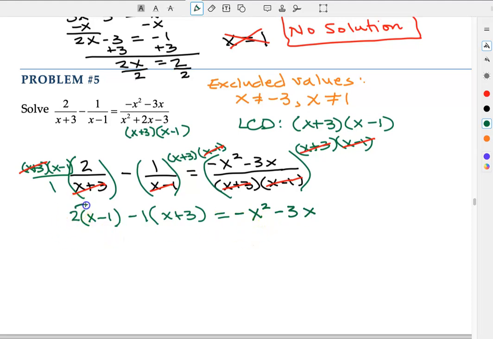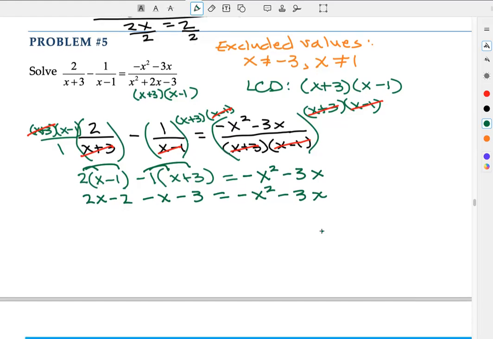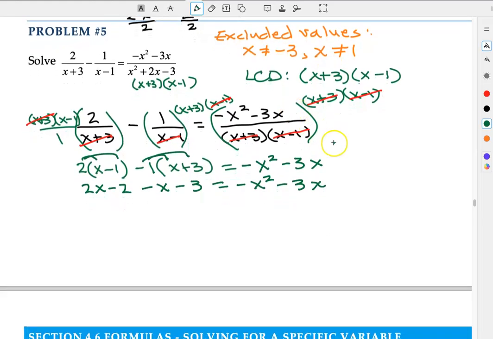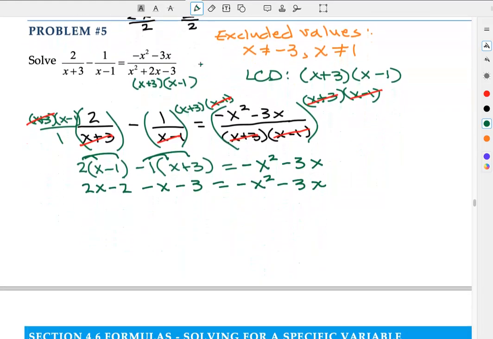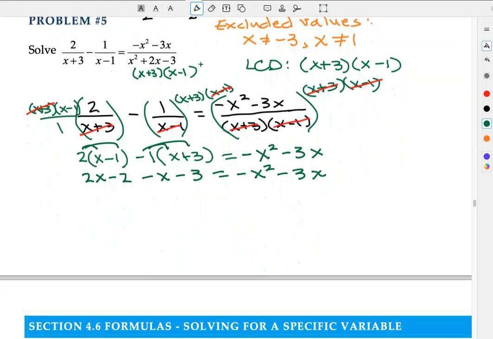Okay, so like we did before, let's distribute those. We got 2x minus 2. Distribute the negative 1, negative x minus 3, and then equals negative x squared minus 3x. So this one is a little bit different because we've got an x squared term in it this time. And before we haven't had that, we've just had x's. And so when we solve for x's and there's no x squared term, we get all the x's on one side and the numbers on the other side.